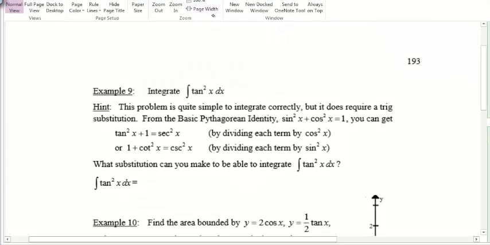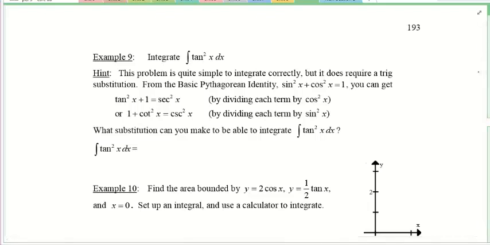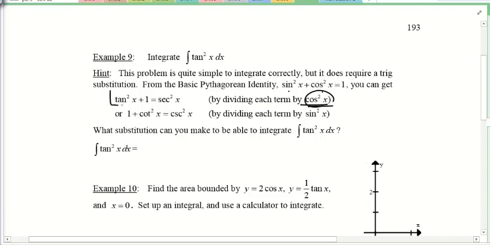This time I want you to integrate tangent squared x, and whenever you have something like tangent squared or sine squared, that gets a little tricky. But it's actually quite simple to integrate correctly if you remember those Pythagorean identities. Right? Sine squared plus cosine squared equals 1. If I want to divide each term by cosine squared, I get this. And that will come in handy for my question here.